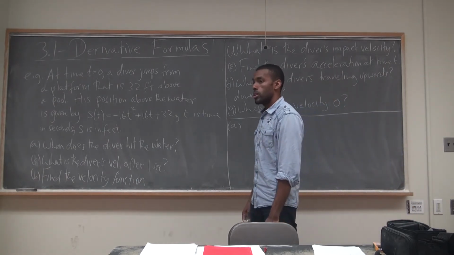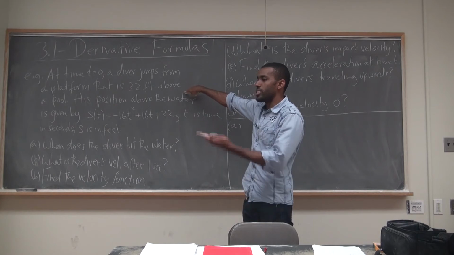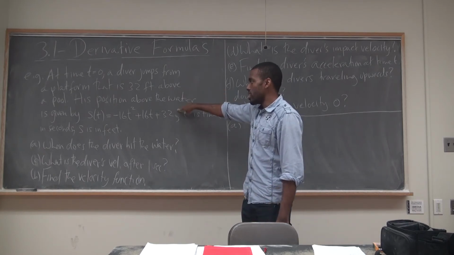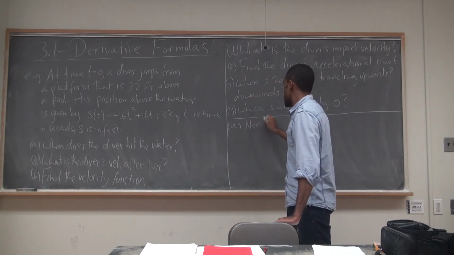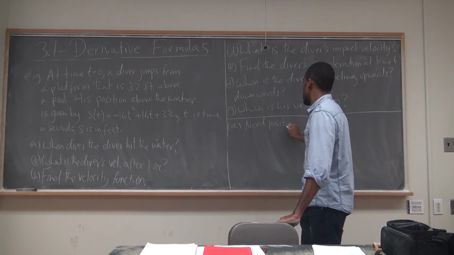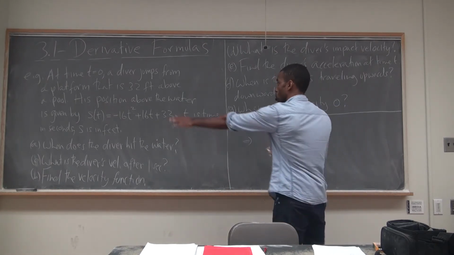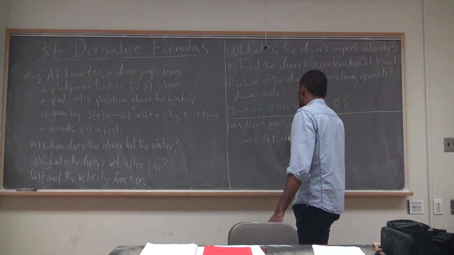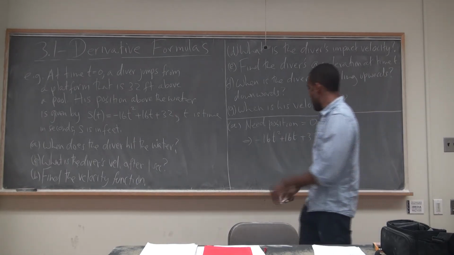Would you set s of t equal to 0? Yeah. That's his position. s of t is his position above the water. If he hits the water, what's his position? 0, right? So I need s itself to be 0. I need that entire function to be 0. So here we need position equals 0, which means I need the whole s of t to be 0: minus 16t squared plus 16t plus 32 equals 0. How do I solve that?